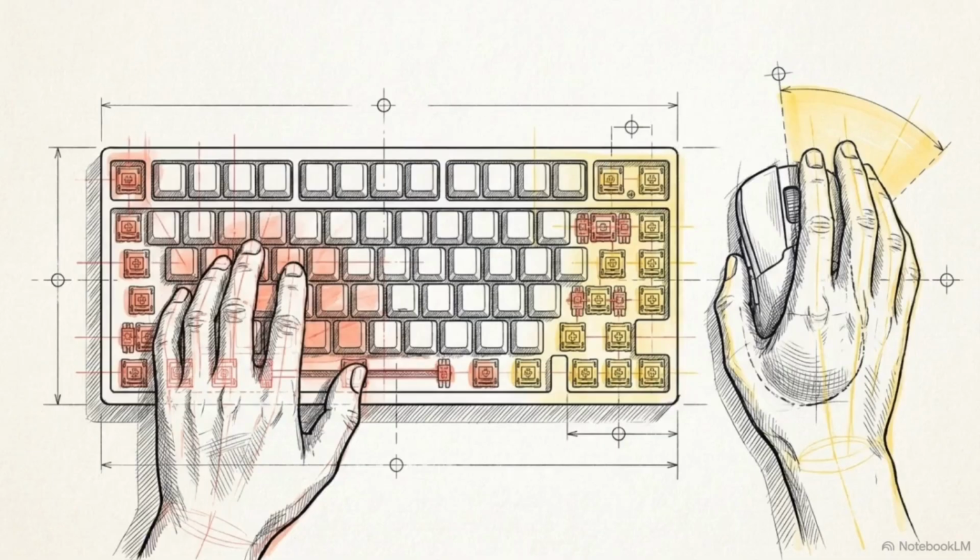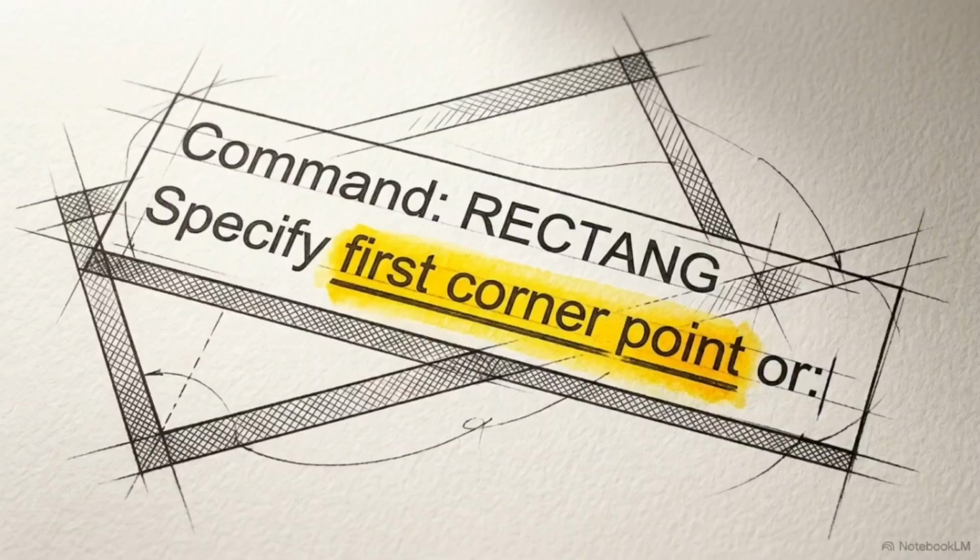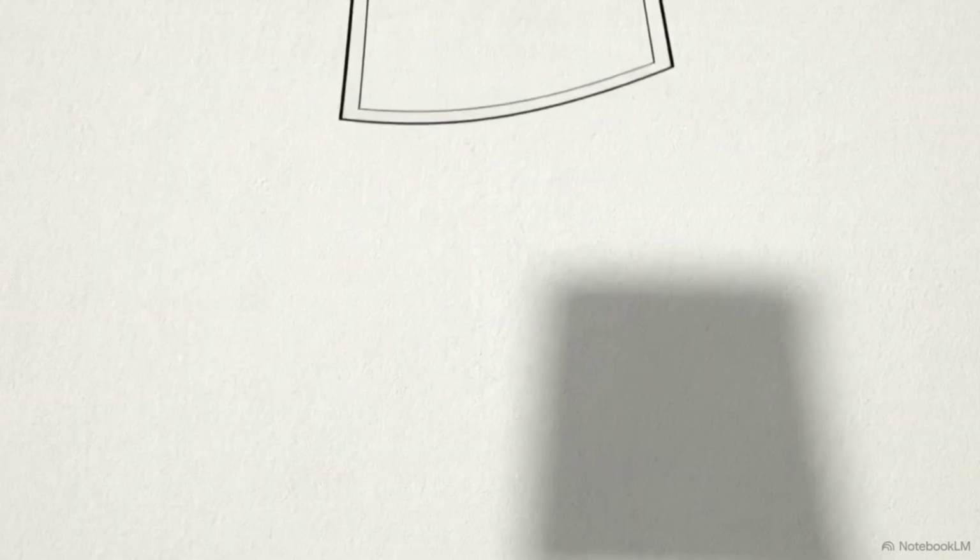To plot our geometry with flawless accuracy, we are going to bypass manual mouse clicking entirely. Instead, we use absolute Cartesian coordinates, specific x and y values. Start by activating the rectangle command. Notice that the command line immediately prompts you to specify the first corner. Lock the bottom left corner to the origin by typing 0,0 and pressing enter. Always use a comma to separate x and y values, never a period. For the opposite corner, type 210,297 and hit enter to complete the shape.